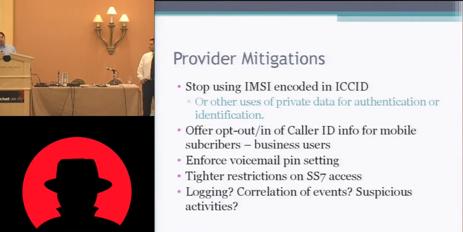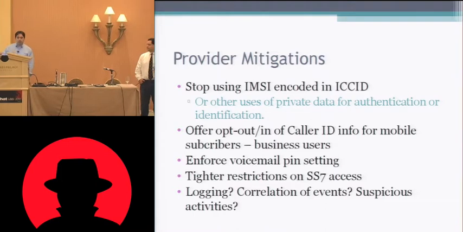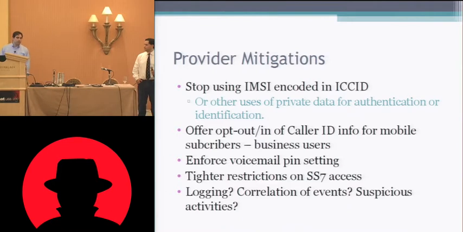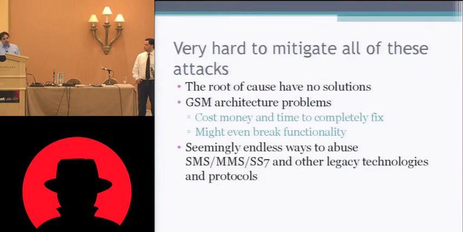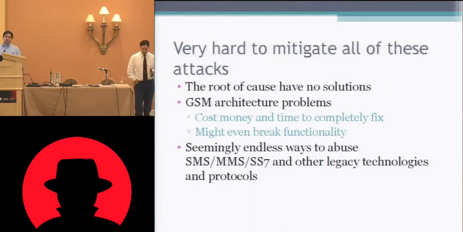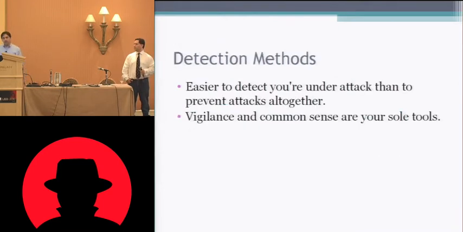Offer opt-in and opt-out of caller ID for business users, I mean, if you're a provider. Also, enforce voicemail PIN setting, like Verizon does. You can't use your voicemail unless you set a nice PIN. Tighter restrictions on SS7, which Don was talking about earlier, and you know, logging, correlating events, suspicious activities, things like that, probably a good idea. And it's very hard to mitigate against all of these attacks. It really is, because if you do that, you might break some stuff. You got to remember that you're a customer service-oriented industry, and you have to make sure that you're very compatible across the board. And of course, there's some detection methods.